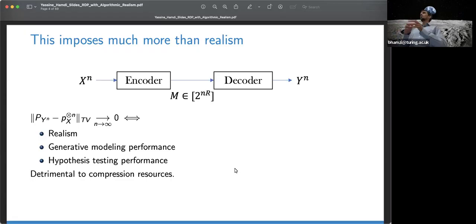And why do we ask these questions? It's because we are doing lossy compression. So the whole point is to optimize resources, in particular the compression rate or the file size. So if we go and add unnecessary restrictions or constraints, we're going to pay in terms of compression rate, meaning we will need larger file sizes for no reason, essentially.